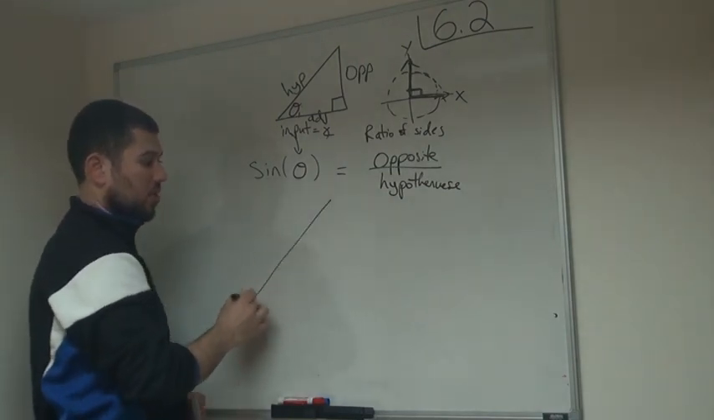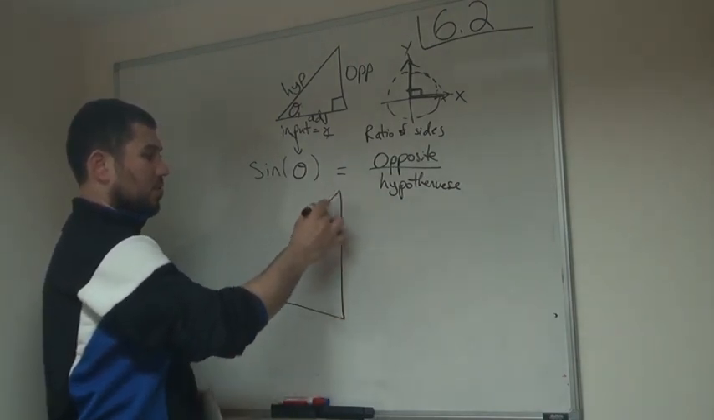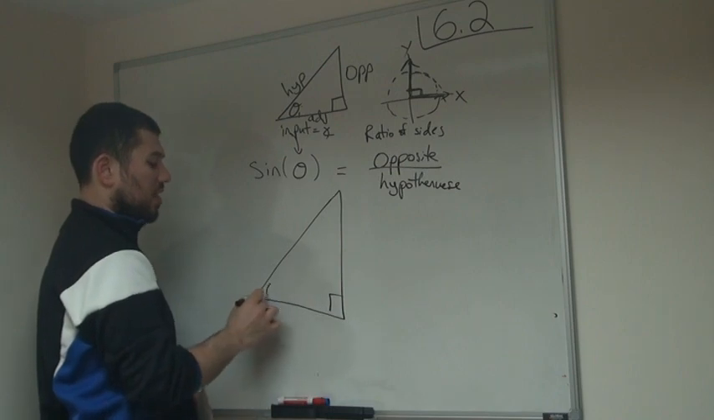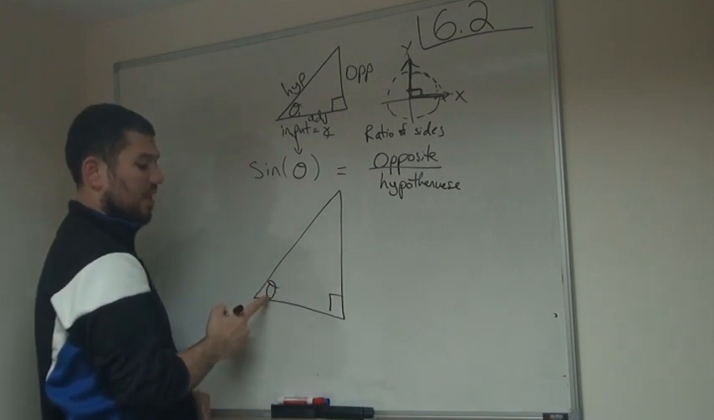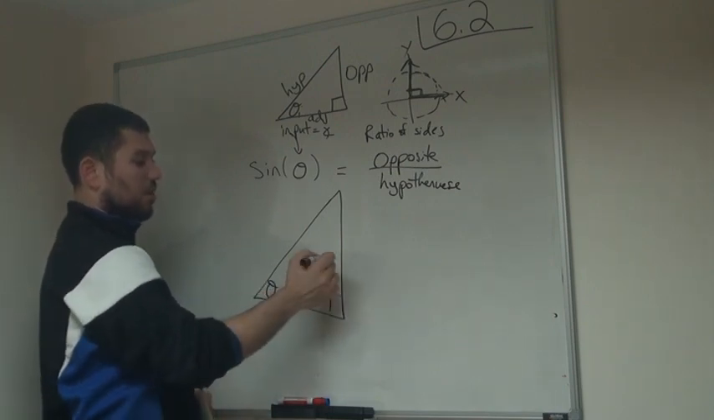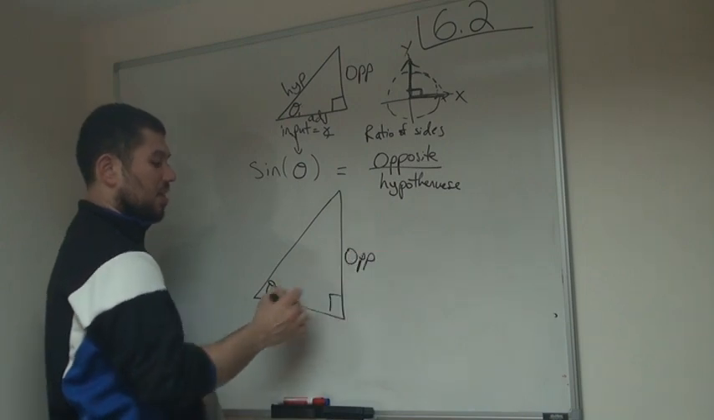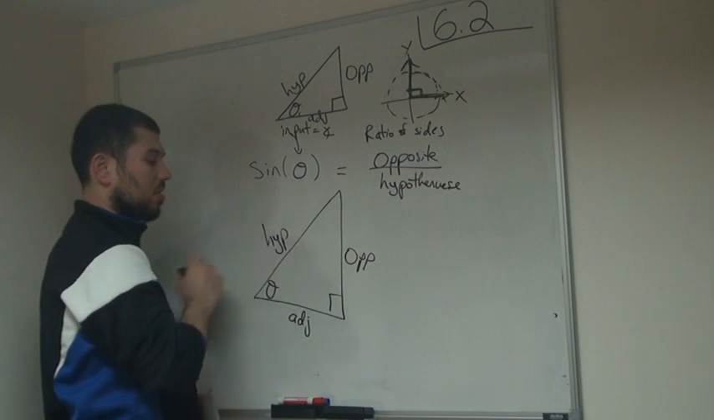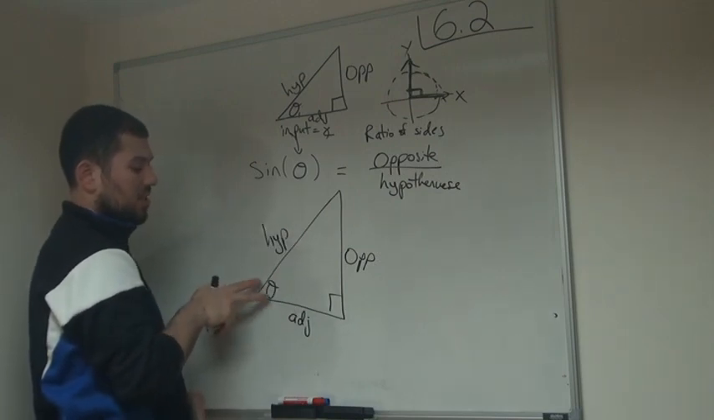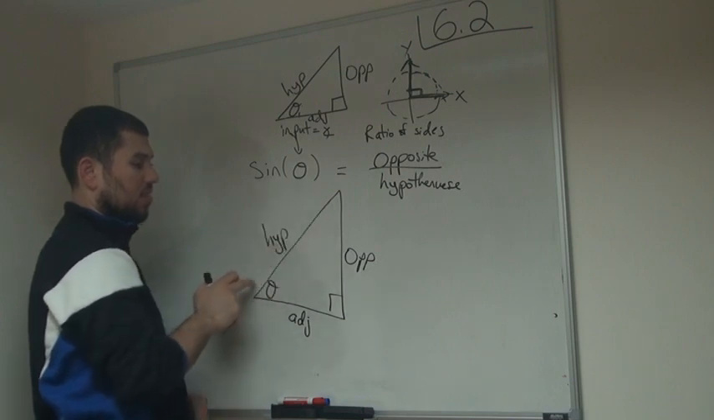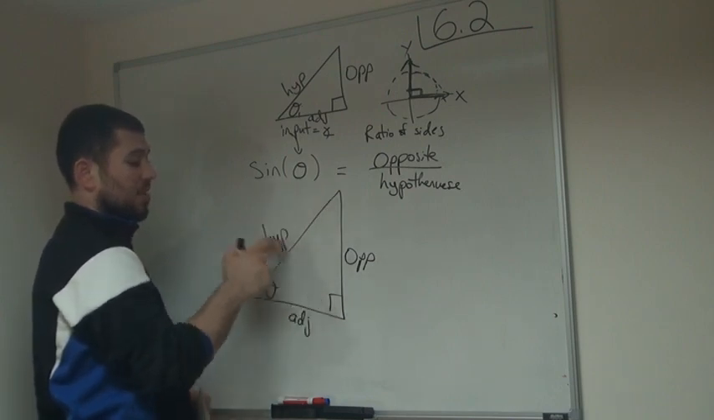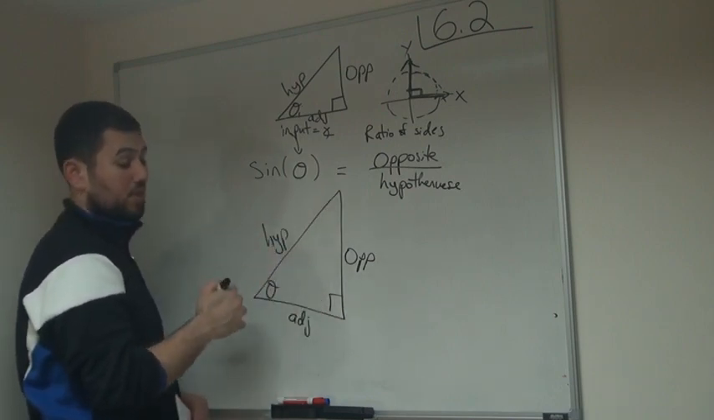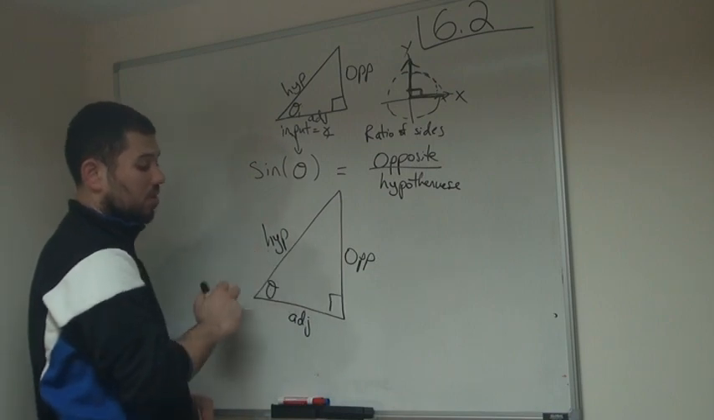Now it's very important to note, if I drew out a similar triangle here, and I looked at it from the perspective of this angle being theta, this would be the opposite side, this would be the adjacent side, and this would be the hypotenuse. Because again, adjacent means next to, this one is next to this angle, and this one is next to this angle, but this side is opposite the 90-degree angle. That trumps it, so that makes it a hypotenuse.